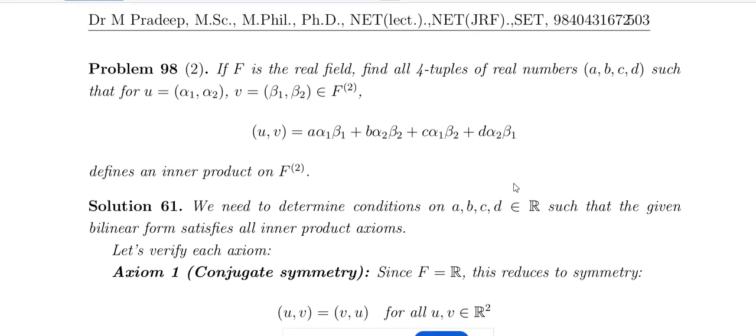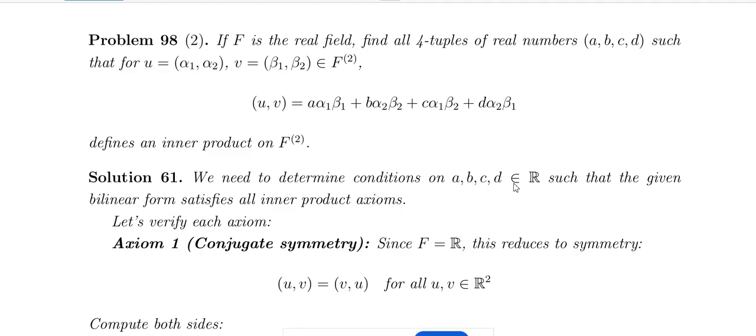Another one: F is the real field. Then find 4-tuples of real numbers a, b, c, d such that u equals (alpha 1, alpha 2) and v equals (beta 1, beta 2), both belonging to F squared, and the inner product of u comma v is defined as a alpha 1 beta 1 plus b alpha 2 beta 2 plus c alpha 1 beta 2 plus d alpha 2 beta 1. So this is the inner product on F squared.